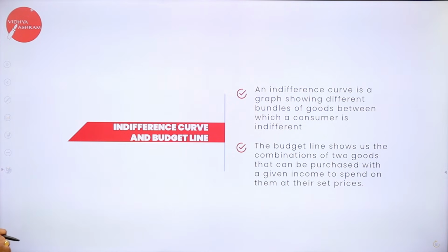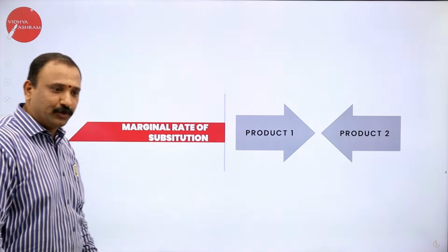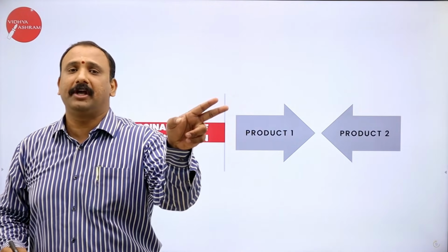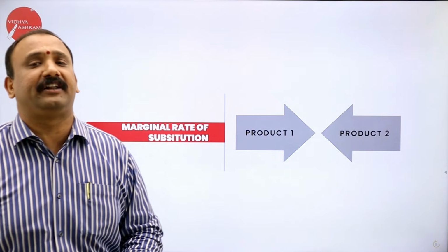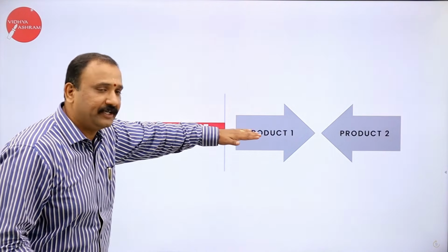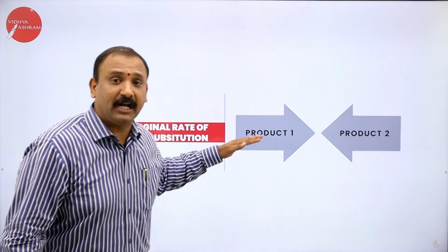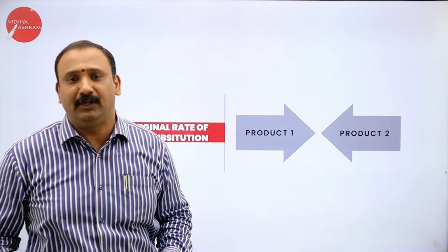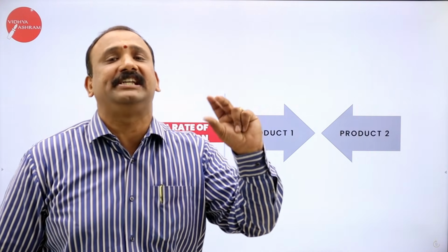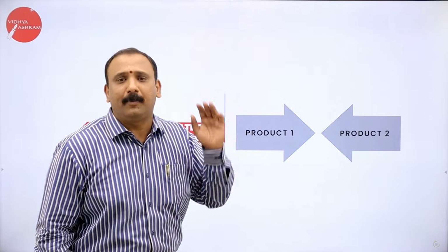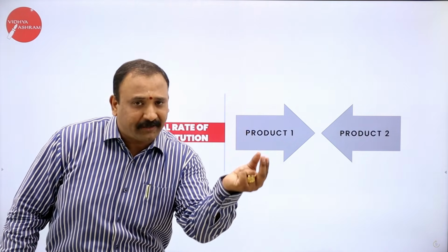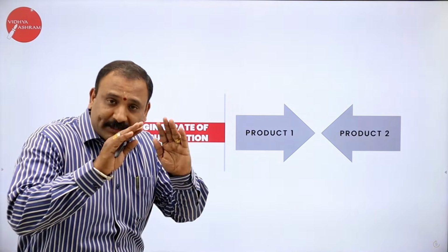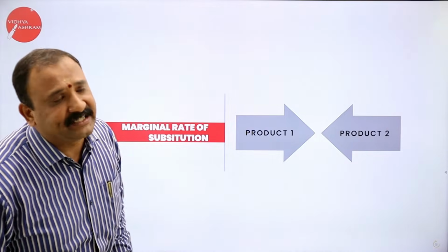Moving forward, marginal rate of substitution. Now, if you can substitute a product with another product, we are talking about the concept called marginal rate of substitution. What is very important here is that there are 2 products, product 1 and product 2. We are going to talk about similar values. If they are not equal, we will try to see equivalent factors. So when we talk about marginal rate of substitution, we try to see whether we can substitute one product with the other so that I get the same level of satisfaction.